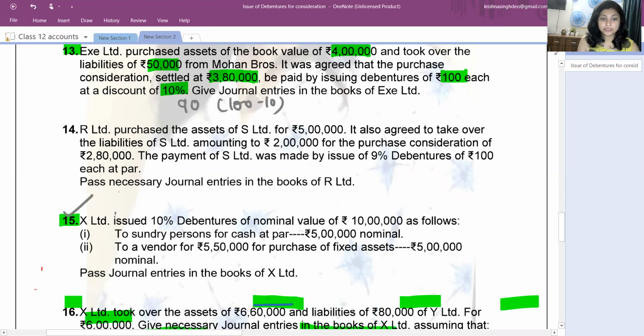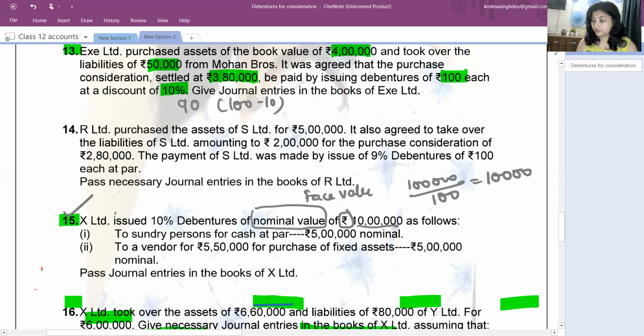X Limited issued 10% debentures of a nominal value. What is nominal value? The word nominal value means the face value. So if they have written rupees 10 lakh, divide by 100, so this is 10,000 debentures.